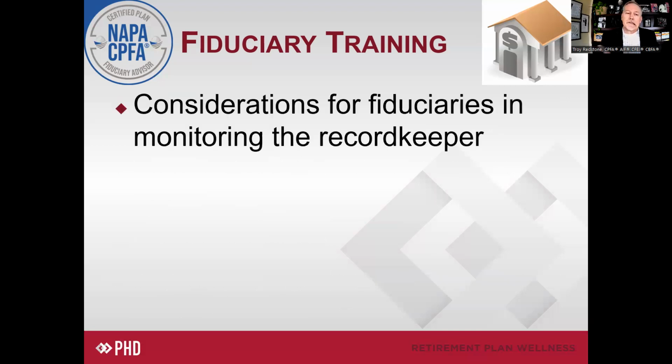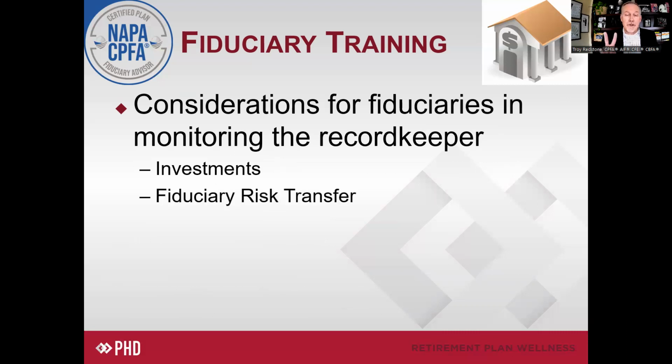Okay. So, what are some considerations for monitoring the record keeper? Because we have a fiduciary responsibility as a plan fiduciary to monitor the record keeper, especially if they're not operating in a fiduciary role. We have a responsibility as fiduciaries to monitor them. So, how do we monitor them? Well, we should look at investments and we should look at fiduciary risk transfer and also their service, their technology, what are they costing, things like that, because we have to do what is exclusively in the best interest of plan participants. So which provider provides the best services, the lowest or best cost?